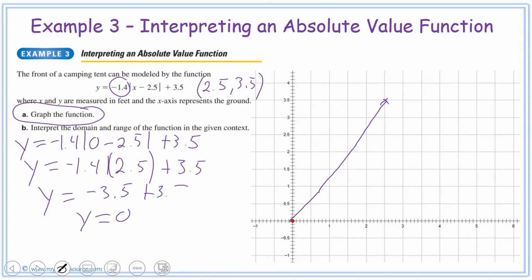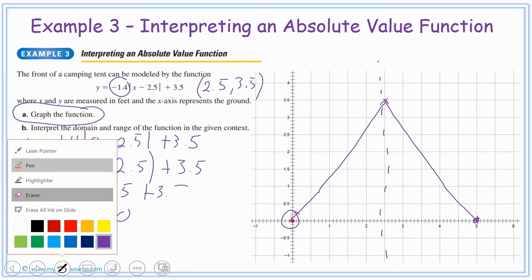And then we can reflect, right? Because it's symmetric, we could just reflect that point over. And since it's 2.5, that means it would be at 5. So there'd be a point right there. And done. We just connect those two. And there we have it. It actually looks like a tent. All right, so we've done part A. And now we can do part B.